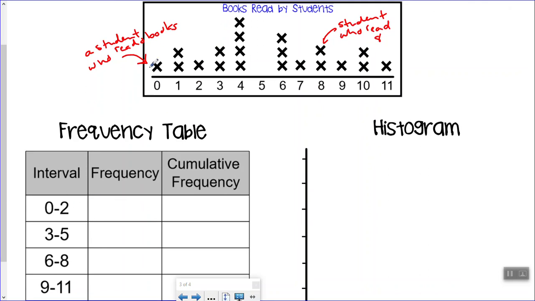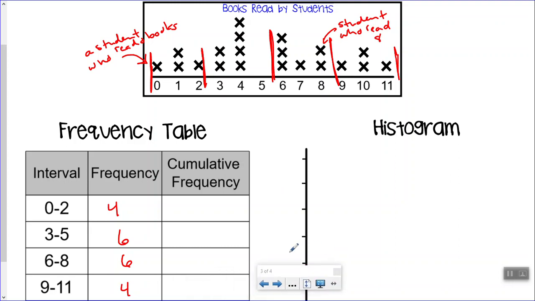So 0 to 2 would be anywhere from 0 to 2. We've got 4 there. From 3 to 5, we have 1, 2, 3, 4, 5, 6. From 6 to 8, we have 1, 2, 3, 4, 5, 6. And then from 9 to 11, we have 4. We can go ahead and fill in our cumulative frequency. So we start with 4, add 6, which is 10. Add 6, we get 16. And add 4, we get 20.